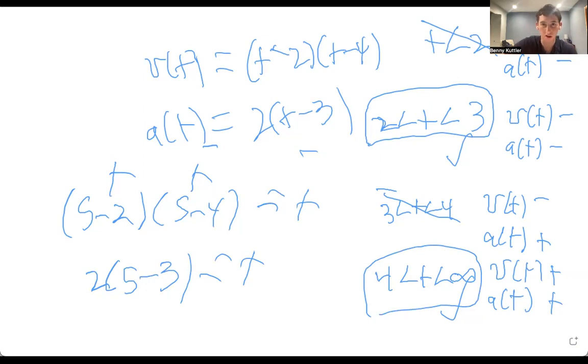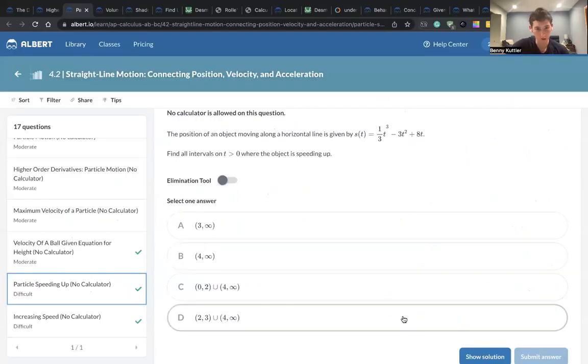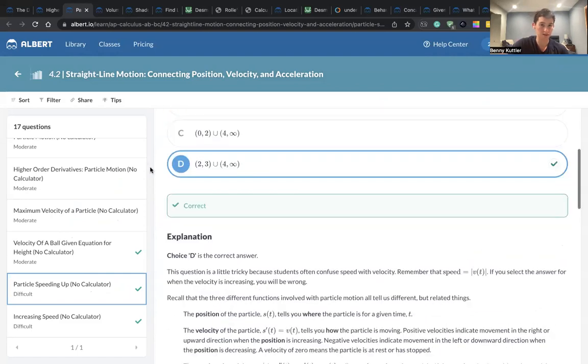So now let's go back and see if that matches up with any of our answer choices. So between 2 and 3 and 4 and infinity, that looks right. And it is. So that's how you do those. Those take a little bit more work. You don't always have to calculate explicitly what the acceleration is or what the velocity is, as long as you know the sign is positive or negative. So those can be a little time consuming, but just remember, you can always take up less time if you think of it as positive and negative.